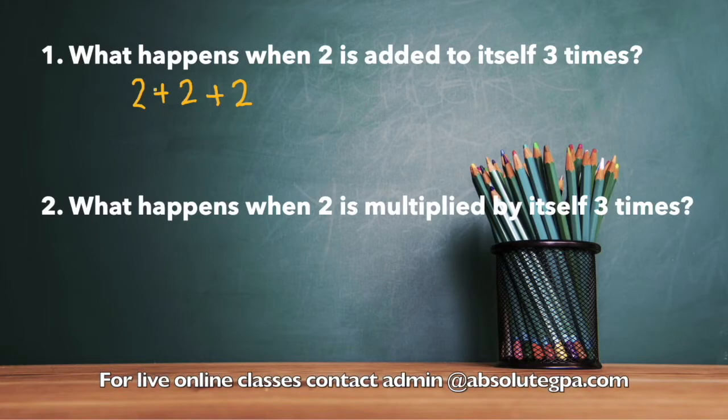And our answer would be 2 plus 2, which is 4. 4 plus 2 equals 6. So how can we simplify this and write? This means that 2 is added to itself 3 times. That is 2 times 3, which is equal to 6.